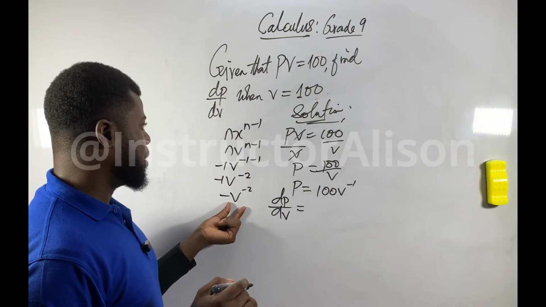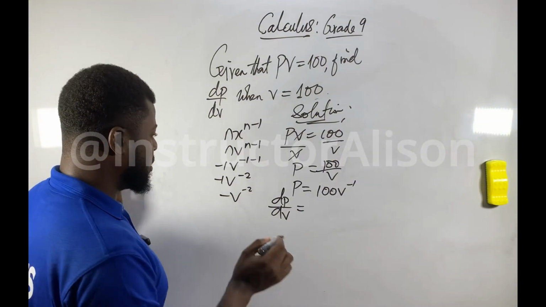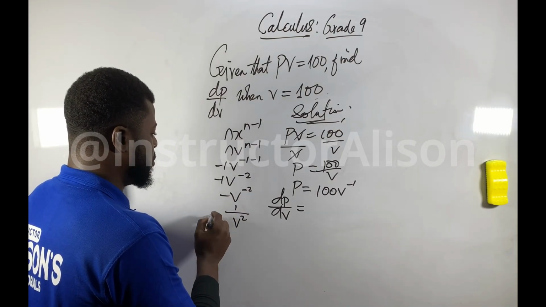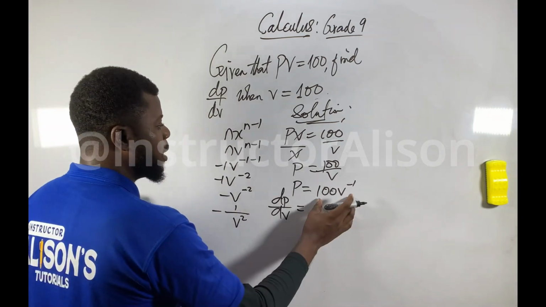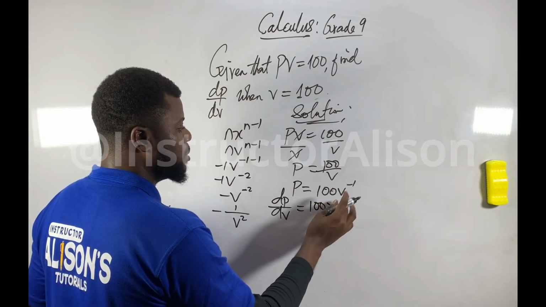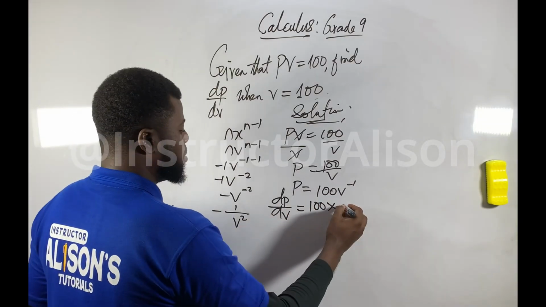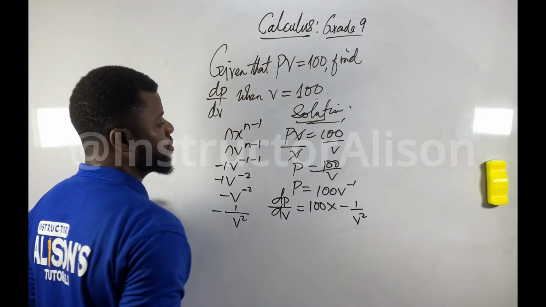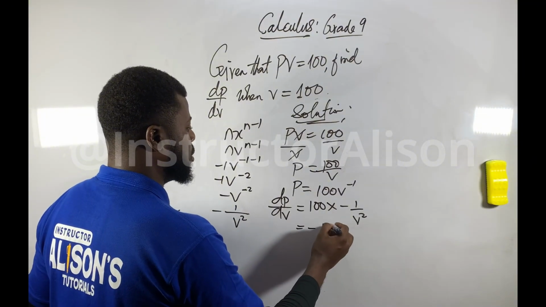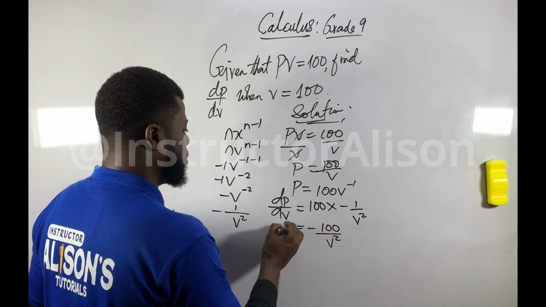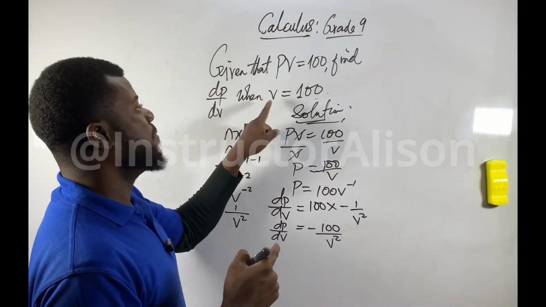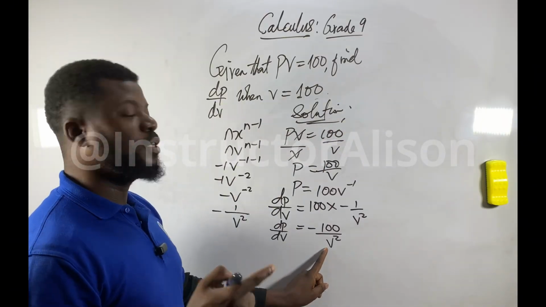But I don't like leaving the answer like this, so I will put it in fraction form. Remember I said the negative sign can change to 1 over, so it becomes V squared. The minus stays. So I carry the answer: 100 is kept as a constant, times the derivative, which is minus 1 over V squared. So 100 times minus 1 gives minus 100 over V squared, which is dP over dV. This is supposed to be the answer, but now we can apply V equal to 100. So anywhere I see V, we put 100.